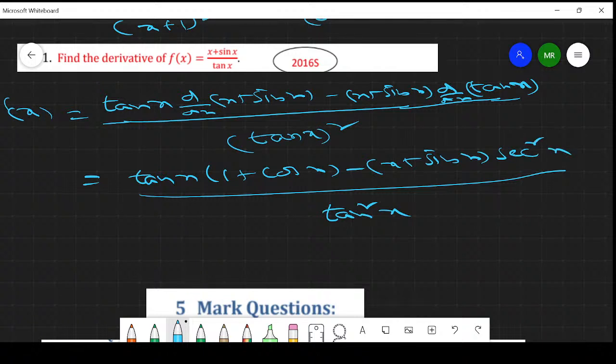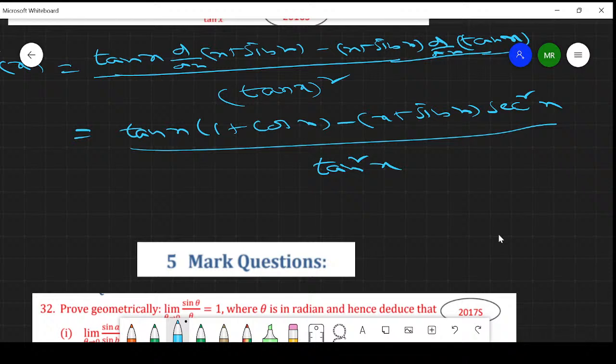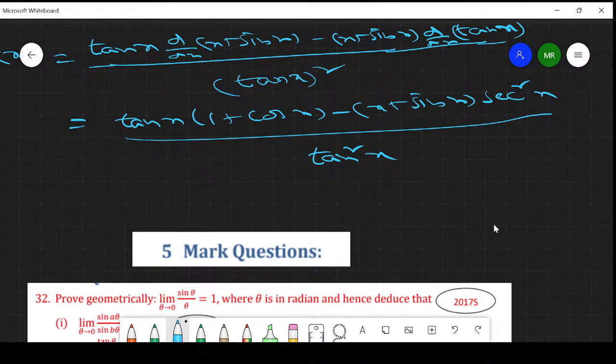This will be enough. Still, if you want to simplify, you can simplify. Sin x into secant square x, I can eliminate, because secant square x means 1 by cos square x. But no use of that, because we can't simplify anything more. Tan x into cos x will be sin x. The other part I can't simplify anything. I can leave it like this. This is sin x.